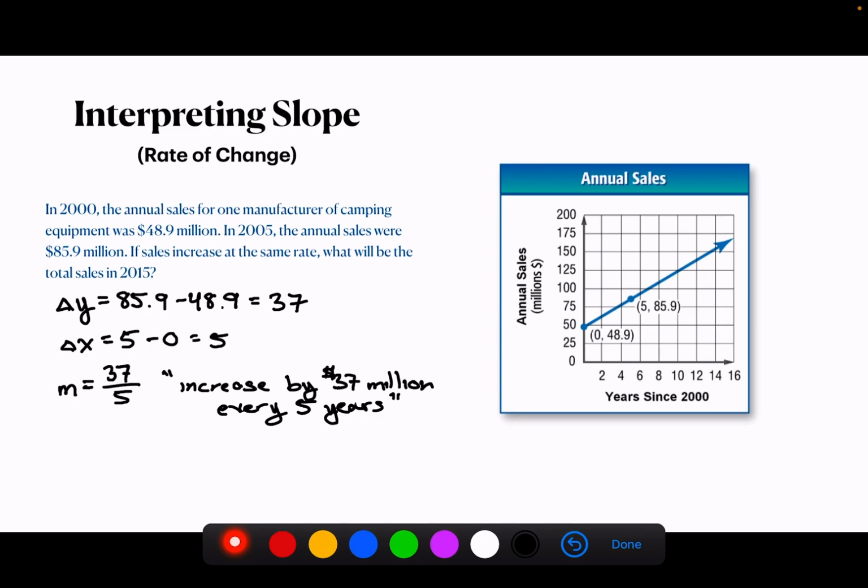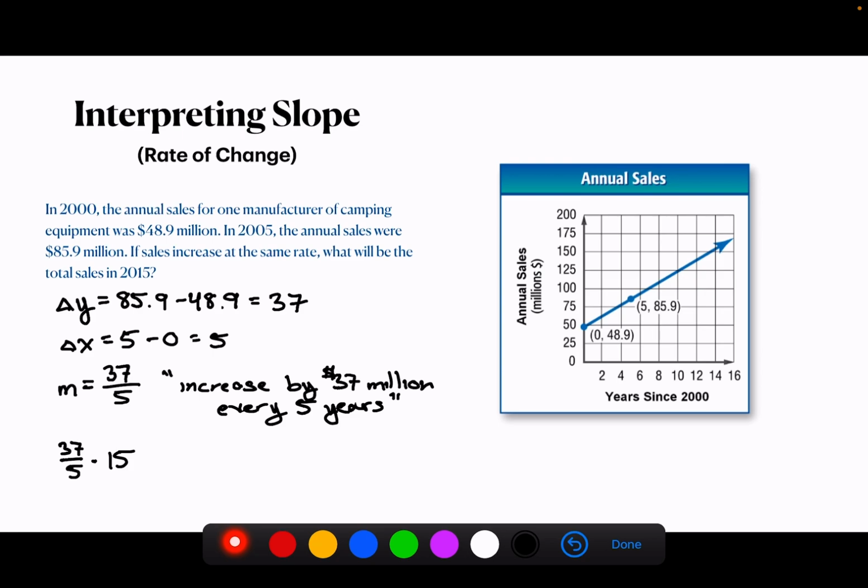Now, what we need to do is figure out how much money we are going to make over the next 15 years from the start. So from the beginning all the way there. And so what we can say is 37 over 5 multiplied by 15 years.